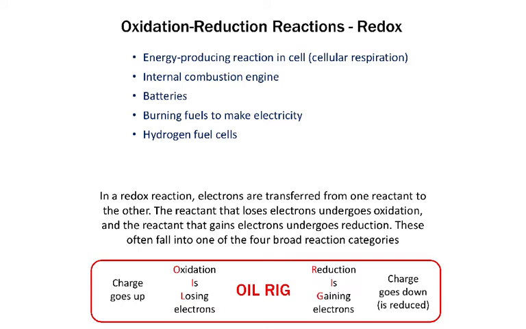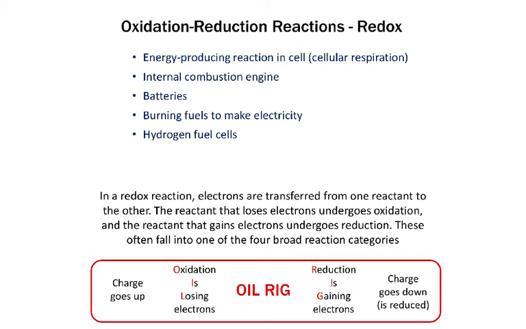These are the kind of reactions that would occur in a cell. They're energy producing reactions. They occur in a combustion engine. They happen in batteries, burning fuels to make electricity, hydrogen fuel cells. All of these are actually redox or oxidation reduction reactions. And the key to these reactions is that electrons are transferred from one reactant to the other.